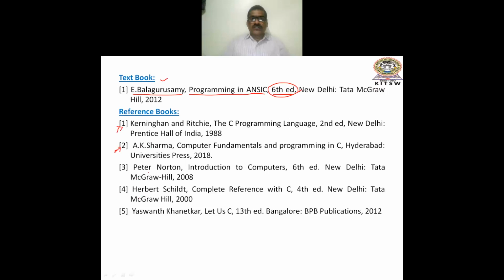Okay, so Kernighan and Ritchie, A.K. Sharma, Peter Norton, Herbert Schildt, Complete Reference with C, Yashwant Kanetkar. So these are the famous reference textbooks for this particular programming language.